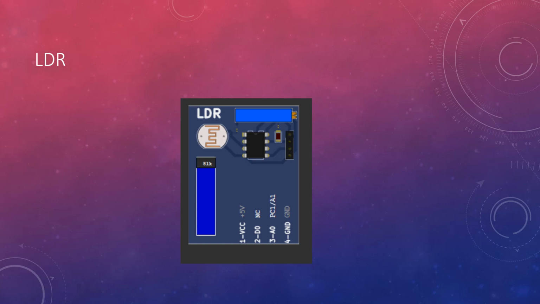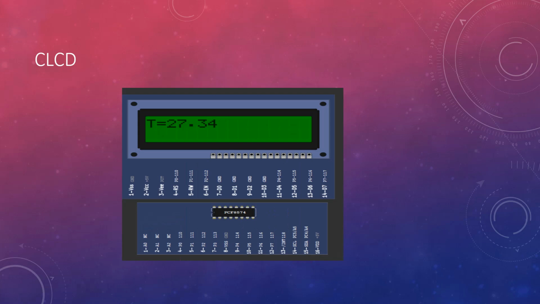The Arduino reads this change in resistance as a varying voltage. This voltage is used to determine the light level, allowing the system to adjust the brightness of the LED accordingly. For instance, if the LDR detects low light, the system might increase the LED's brightness to simulate garden lights turning on. Then this is the LCD, character liquid crystal display.